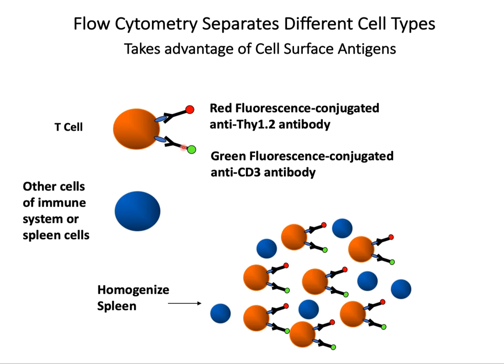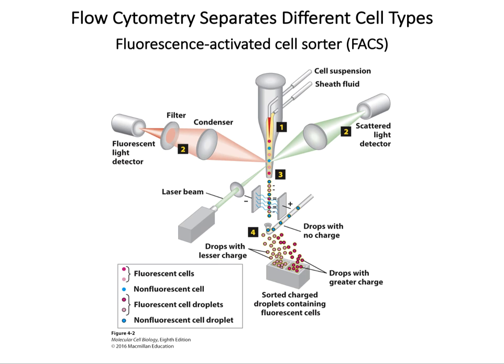So you stain your cells with the fluorescent antibodies, and only the T cells will bind to the antibodies and become fluorescent. So then you use a flow cytometer to separate those antibody-bound fluorescent T cells from all other cell types in the mixed population obtained from the spleen.